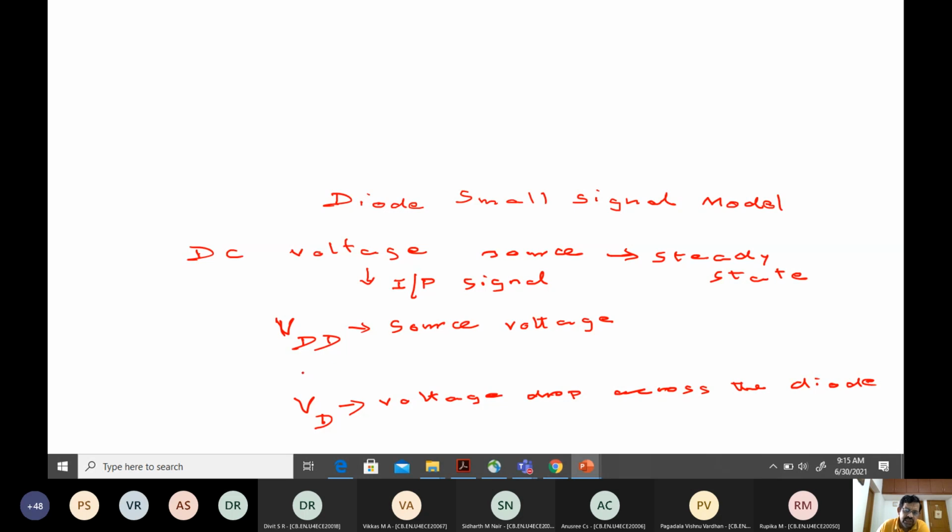Let us say I have my small variation in the input source voltage as delta VDD, where the delta represents the incremental variation in the input voltage. How small it is, is something we will discuss through this class.